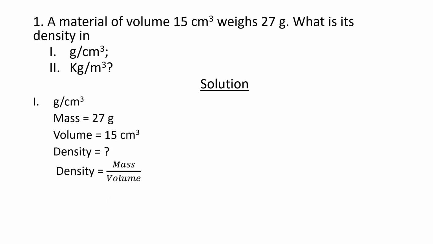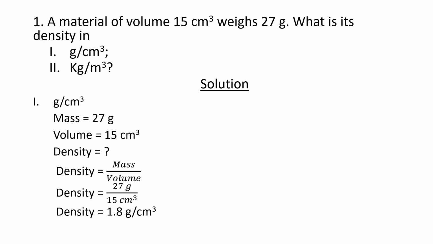Then, after quoting our formula, we substitute the values into the formula. So we have the mass 27 grams and volume 15 centimeters cube. Use your calculator: 27 divided by 15, you will get 1.8 grams per centimeter cube. So that is the (I). Very simple.